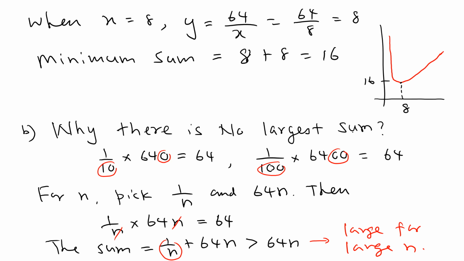So there is no largest sum. It can be any big number. That's how you prove the second part.